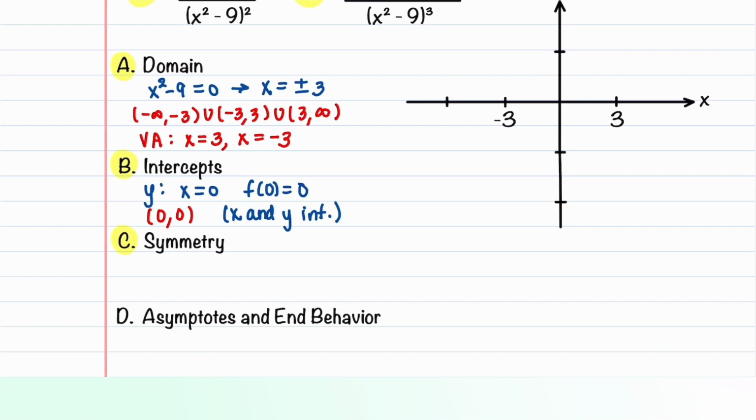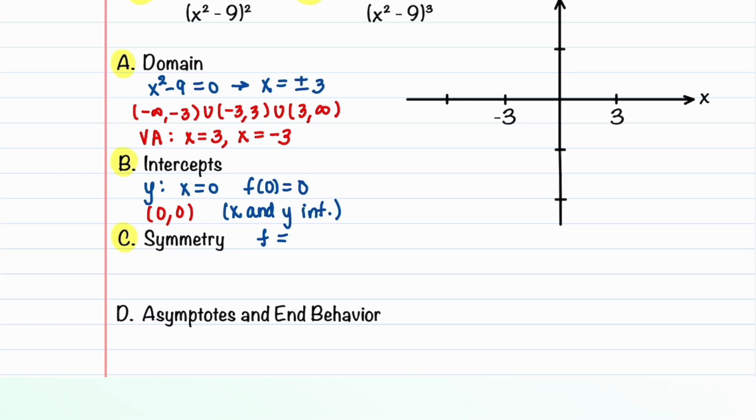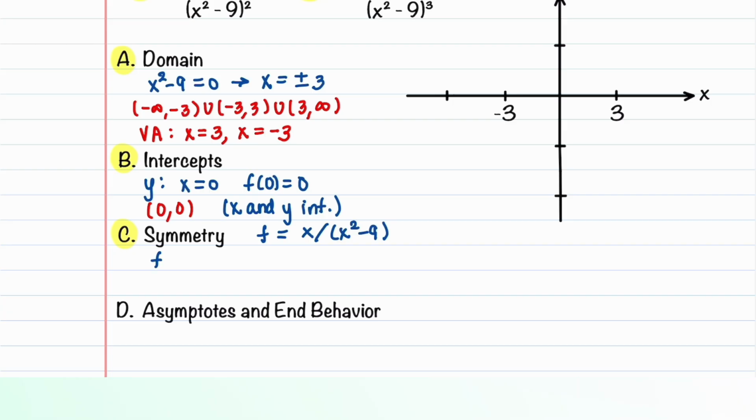Now let's go ahead and look at symmetry. I'm going to go ahead and rewrite our function because that's what we're going to have to look at. It is x divided by x squared minus 9. To find symmetry, what you want to do is find f at minus x. So wherever you have an x in the function, we're just going to plug in minus x. So this is minus x, all divided by minus x quantity squared minus 9. And this is minus x, all divided by x squared minus 9. And you can see that this is minus f of x.